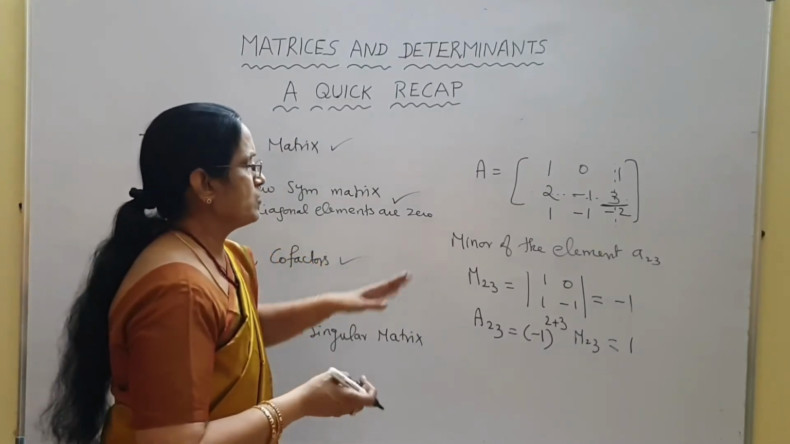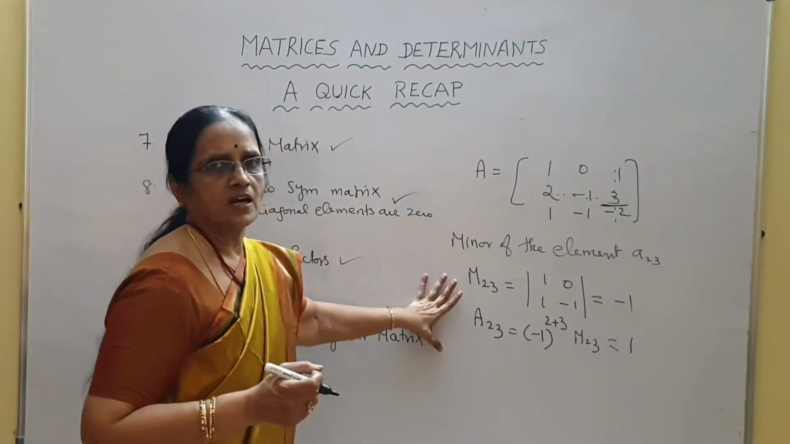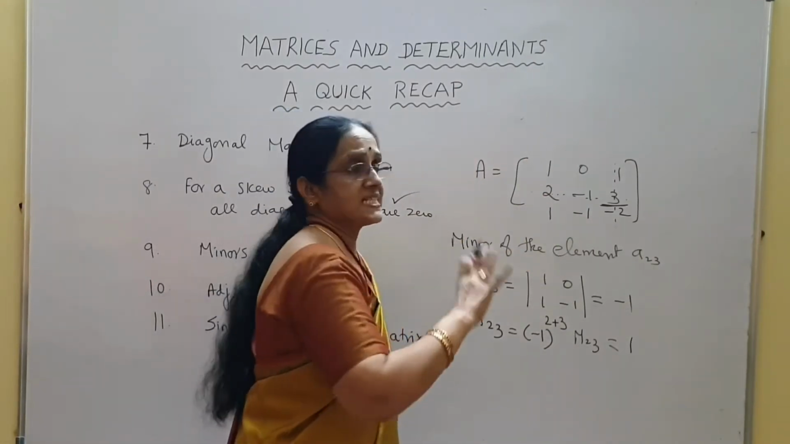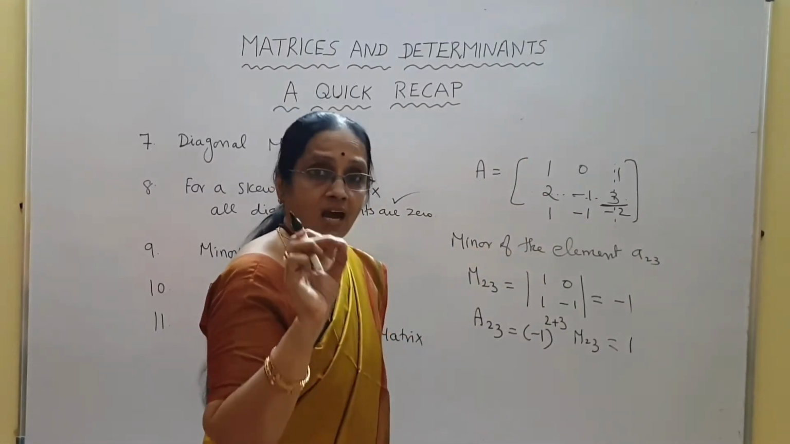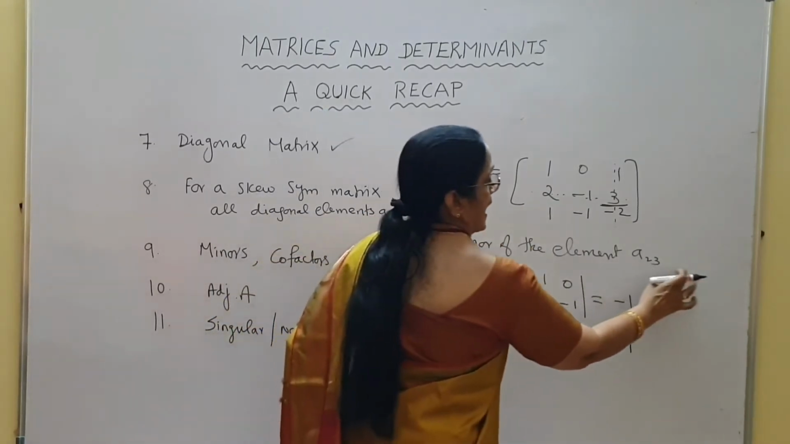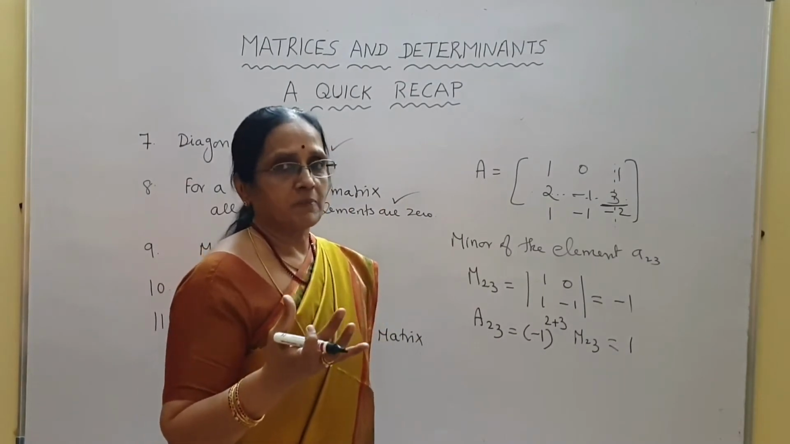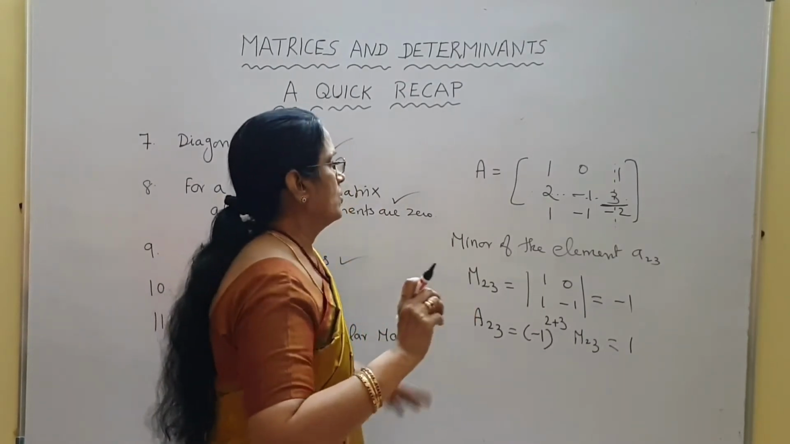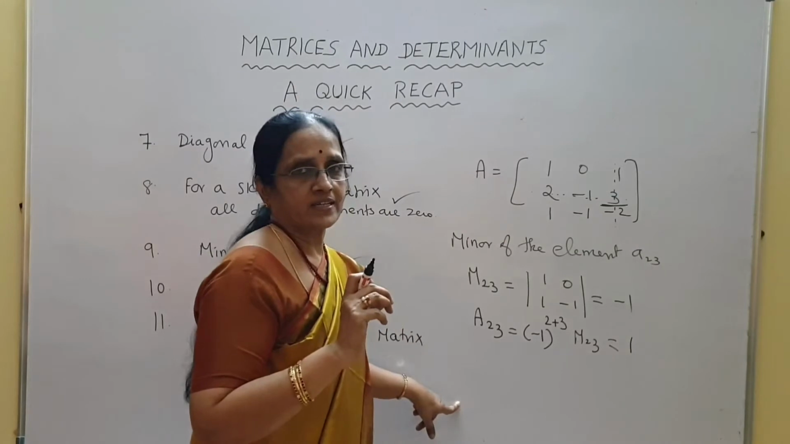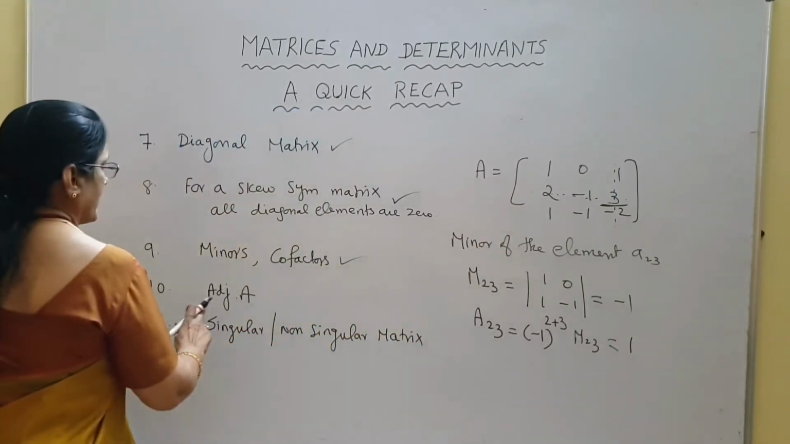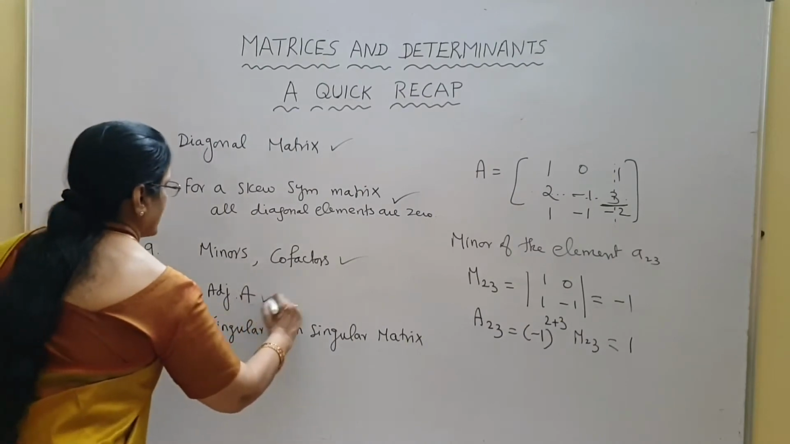So, in this way, you need to find out the minors and the cofactors of all the elements of this matrix. Find the sum of the minors of A23 and A31. So, like that the question may be asked. So, you need to know how to find out the minors and cofactors of the given matrix. Okay. The next one is adjoint of the matrix A.